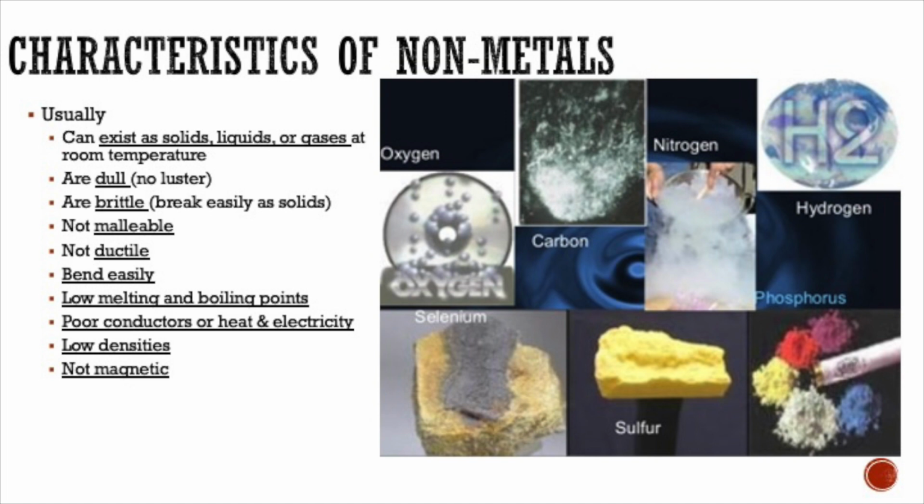Many of them have low melting and boiling points. They're poor conductors of heat and electricity, or non-conductors. They have very low density. Remember, density means how much matter is concentrated into an area. So they have pretty low density. And most of them are not magnetic. Actually, I don't think any of them are magnetic.